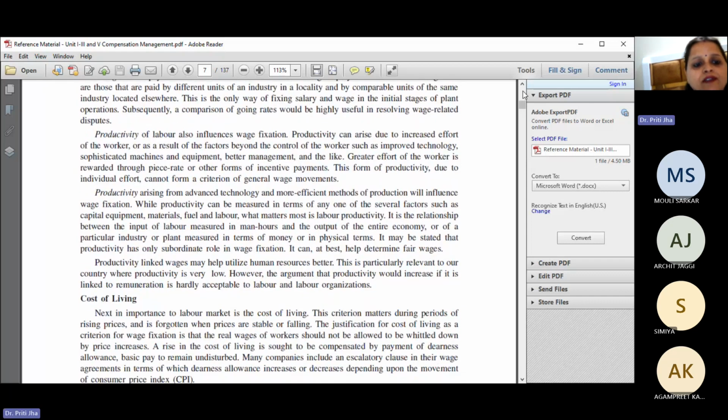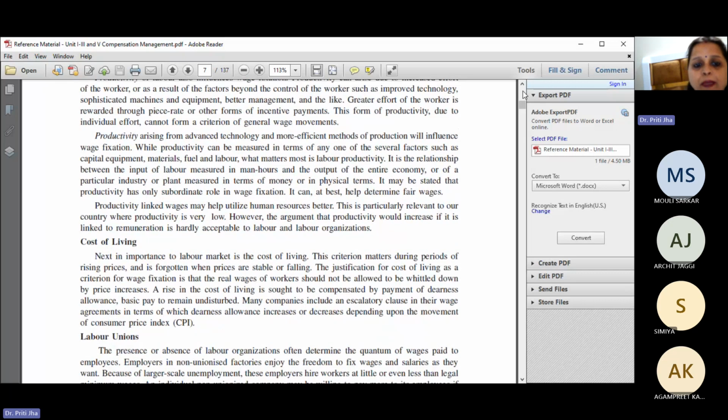Cost of living. Next factor is cost of living. This criterion matters during periods of rising prices and is forgotten when prices are stable or falling. The justification for cost of living as a criterion for wage fixation is that the real wages of workers should not be allowed to be whittled down by price increases.